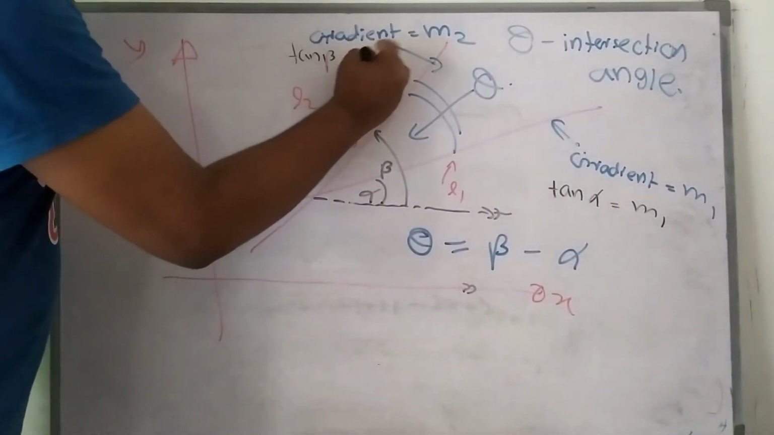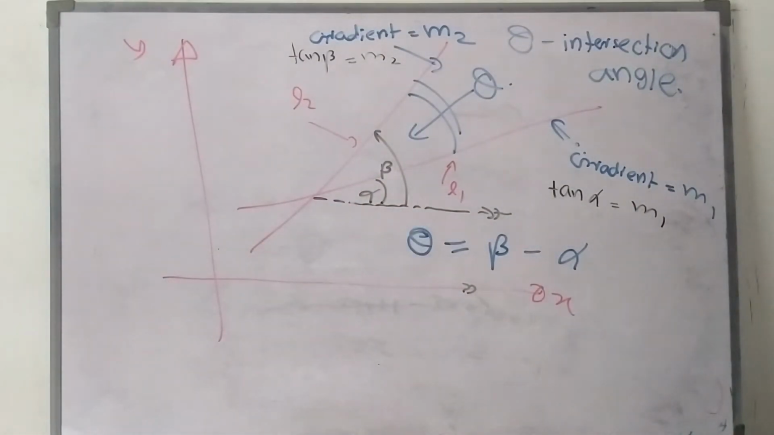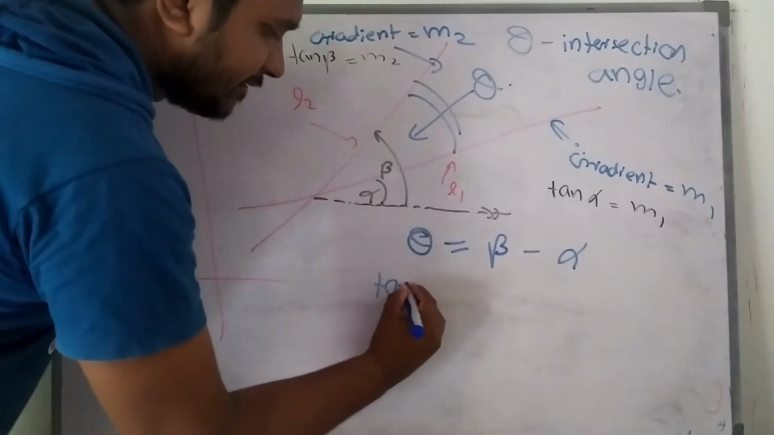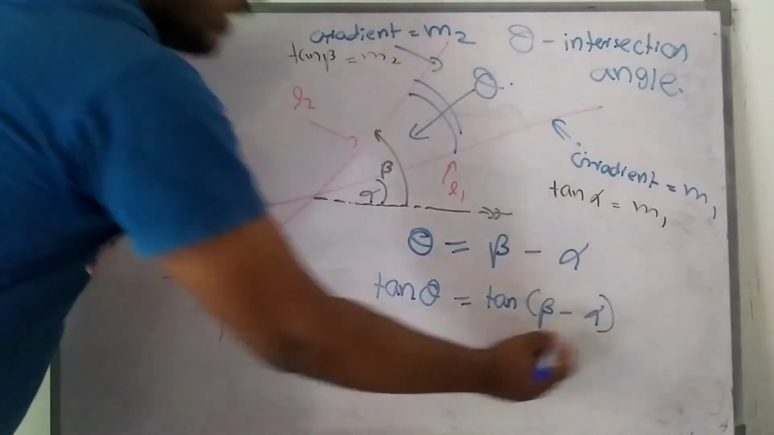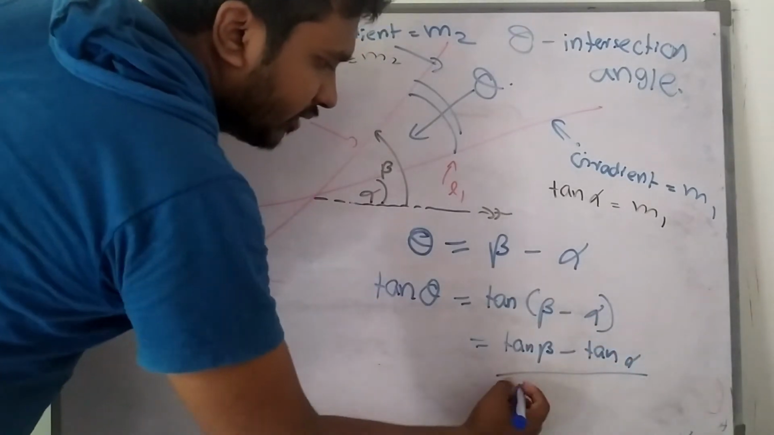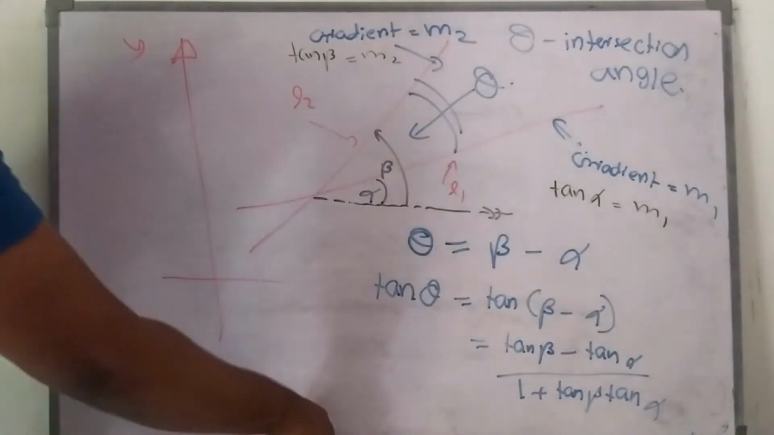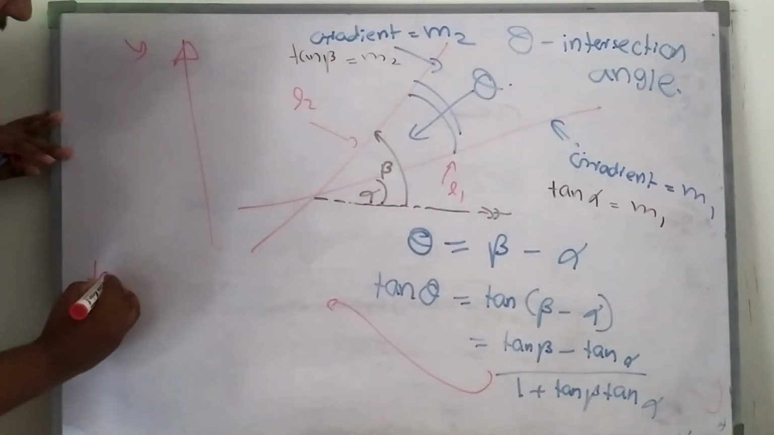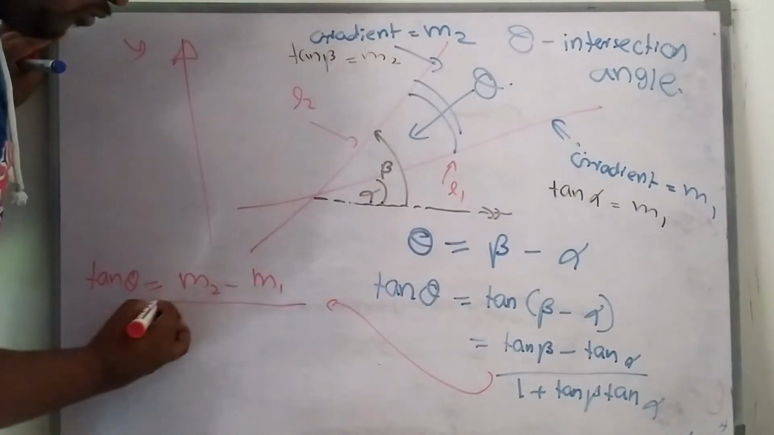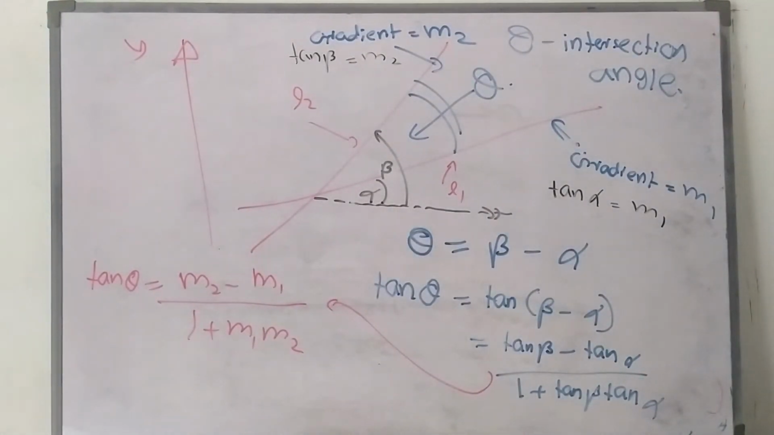This tan beta will be M2, right? So this is my angle theta, so I just need to find theta. Then I'm taking tan for both sides: tan theta equals tan of beta minus alpha. Tan of beta minus alpha is tan beta minus tan alpha over 1 plus tan beta tan alpha. So tan theta will be, with tan beta meaning M2 and tan alpha meaning M1, (M2 minus M1) over (1 plus M1 M2). This is my angle between the two intersecting straight lines.